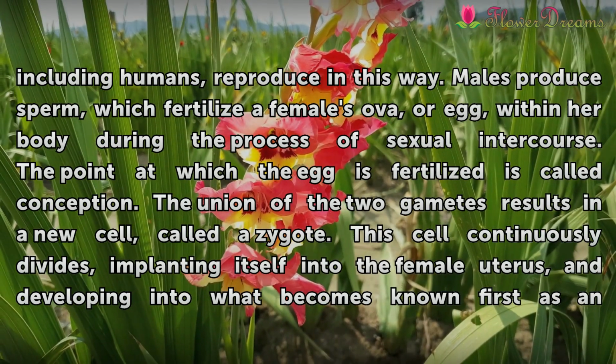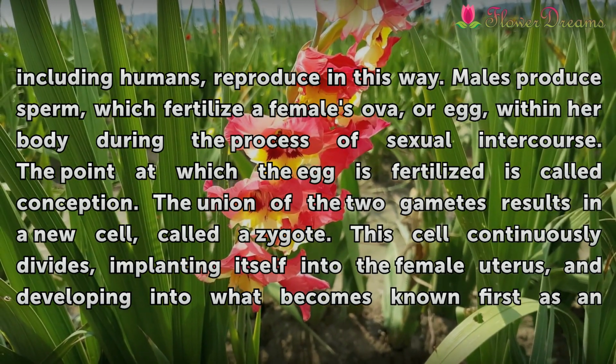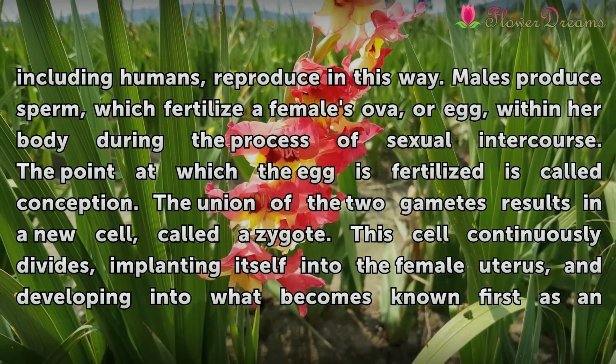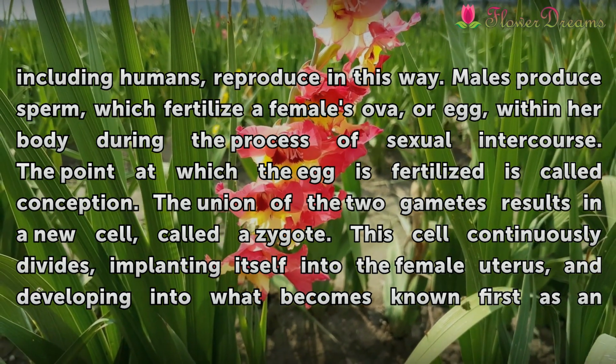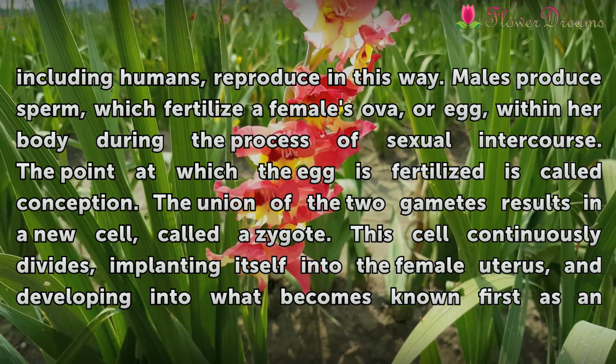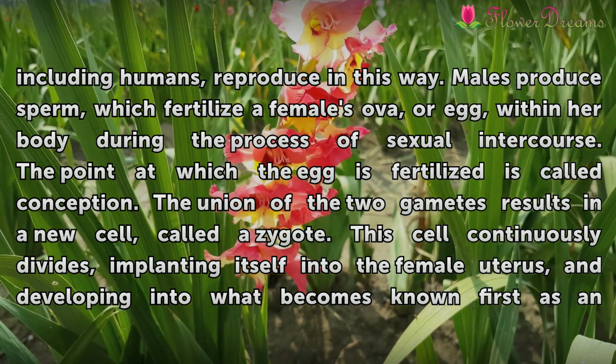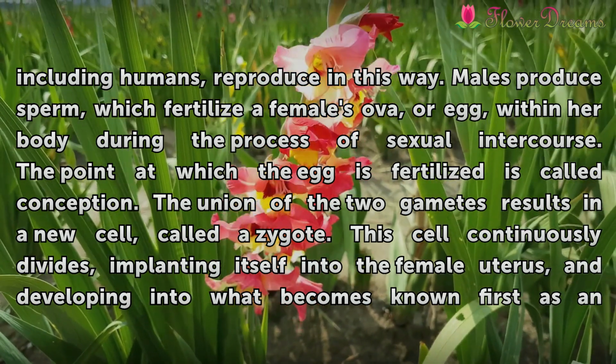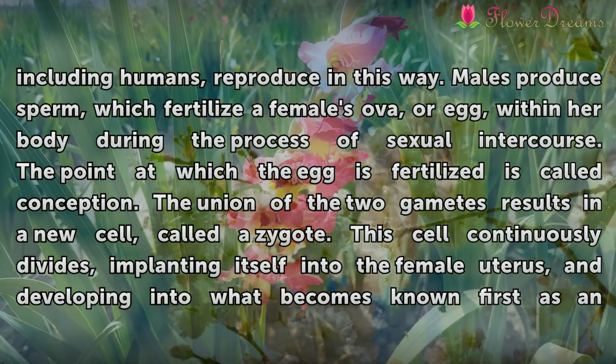Males produce sperm, which fertilize a female's ova, or egg, within her body during the process of sexual intercourse. The point at which the egg is fertilized is called conception. The union of the two gametes results in a new cell, called a zygote.